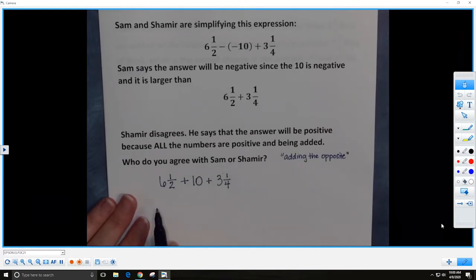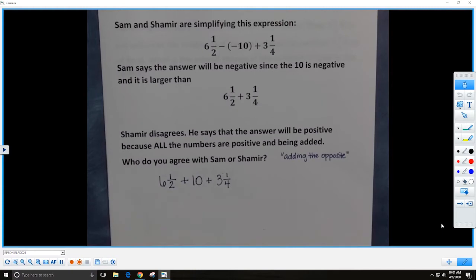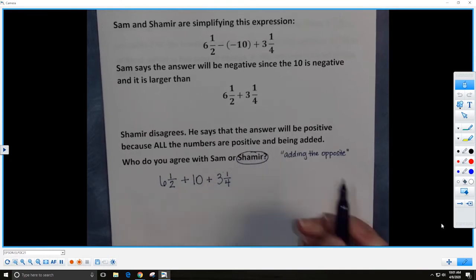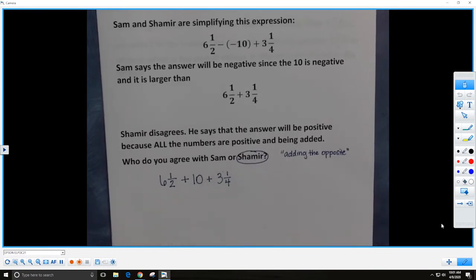So now that we've changed subtraction to adding the opposite, who is correct? Who do you agree with, Sam or Shamir? Very good. Shamir is correct. He is correct because when you add the opposite, every number is positive and is being added. Today we will use this kind of reasoning to help us determine if our answers are reasonable. Let's get started.